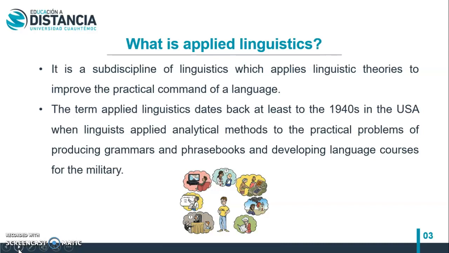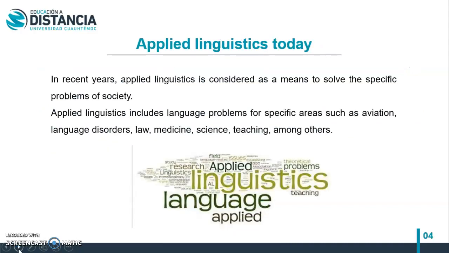It is a subdiscipline of linguistics which applies linguistic theories to improve the practical command of a language. This term dates back at least to the 1940s in the USA, when linguistics applied analytical methods to the practical problems of producing grammars and phrase books and developing language courses for the military.